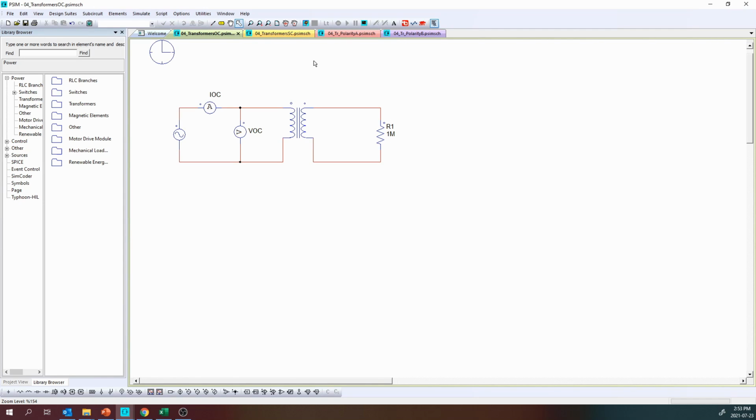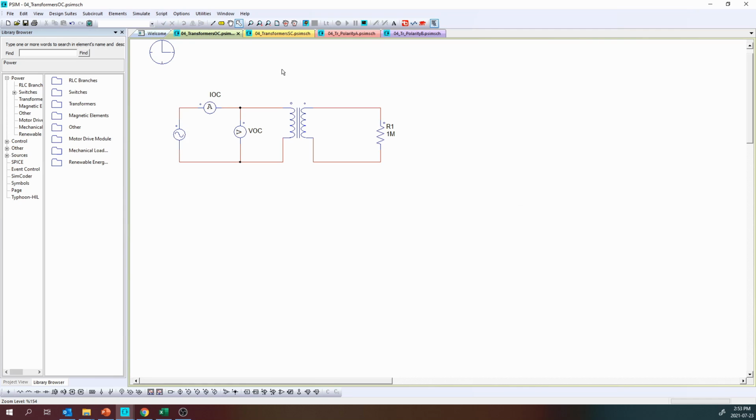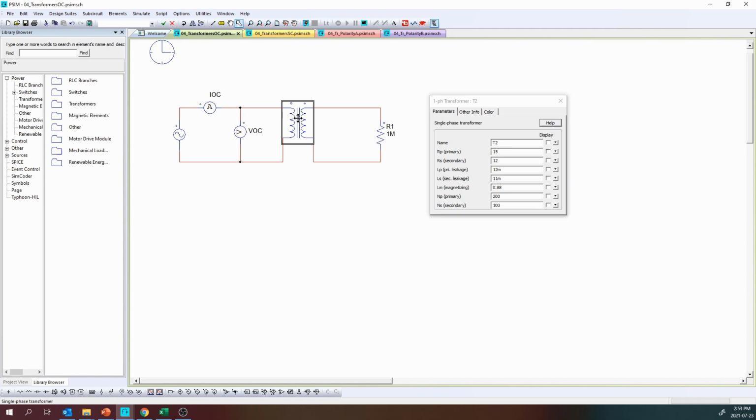Now, for the short circuit test, you don't have to do anything in this one. We already put here the peak amplitude that you need to have, and the frequency, so you don't have to change anything in here, except of course the values for the properties of the transformer, the parameters of the transformer.